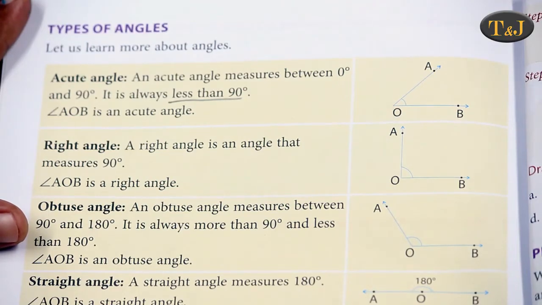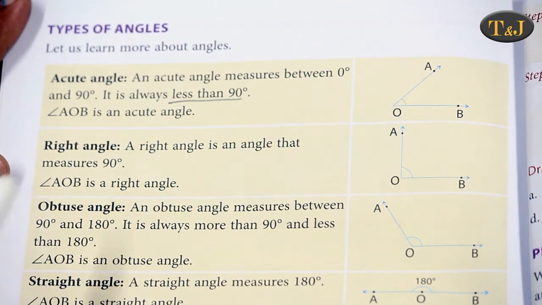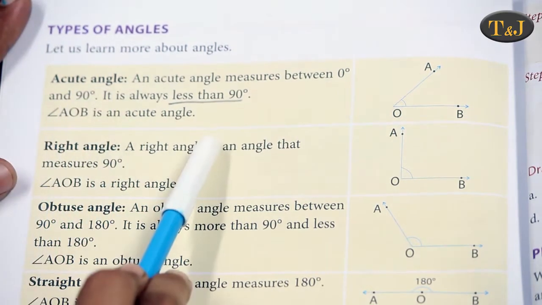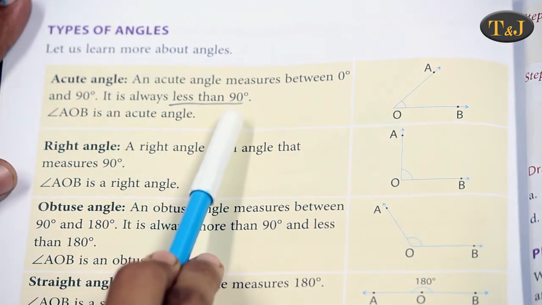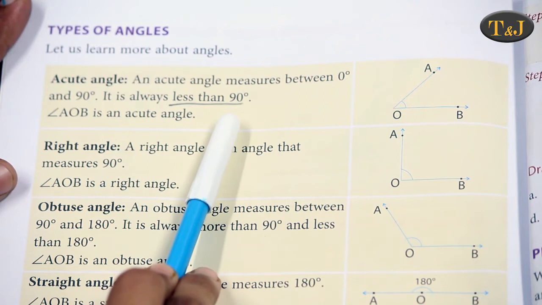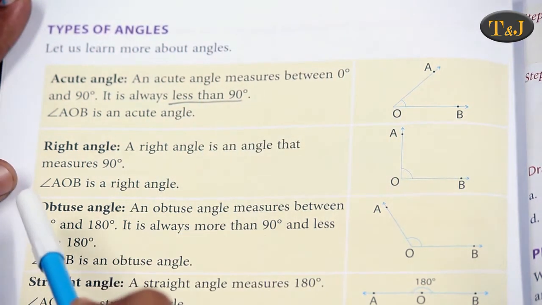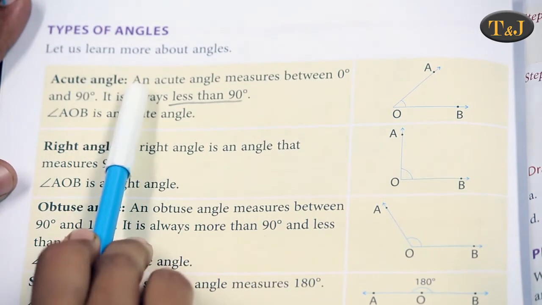Next is types of angles. There are 6 types of angle. Our first angle is acute angle. An acute angle means it is less than 90 degree. That means 45 degree, 62 degree, 72 degree, 80 degree. All angles less than 90 degree are acute angles.